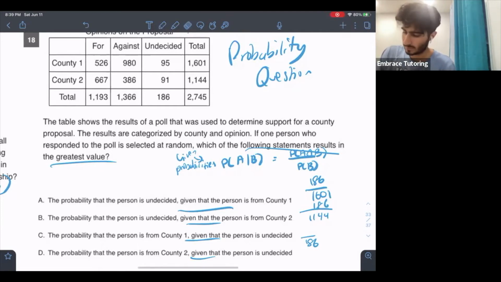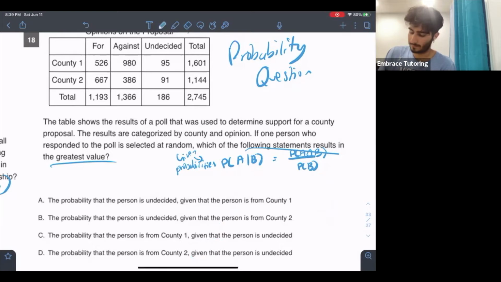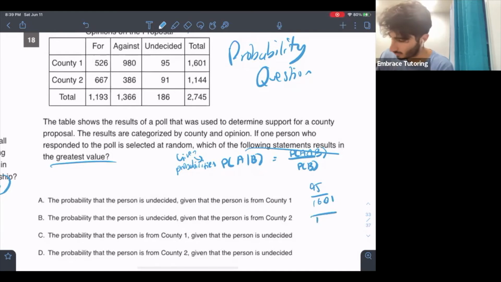Wait, let me redo this because I'm confusing myself now. Okay. Given the probability that the person is undecided, so that's undecided. So 95 out of 1601. Yeah, that makes more sense. Okay, that makes sense. Given that the person is from county 2, 1144, given that the person is undecided, 91.